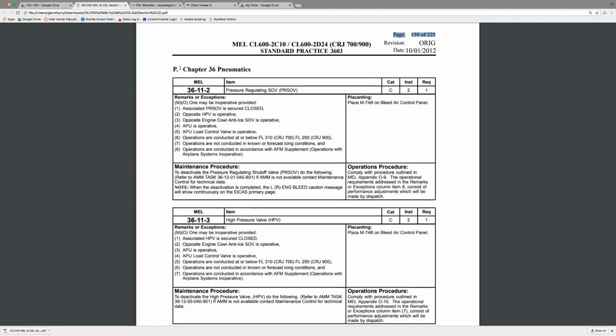So you have to go to chapter 36, because that's where it talks about pneumatics. What are some of the remarks or exceptions that you see that give us restrictions on our bleed air system?